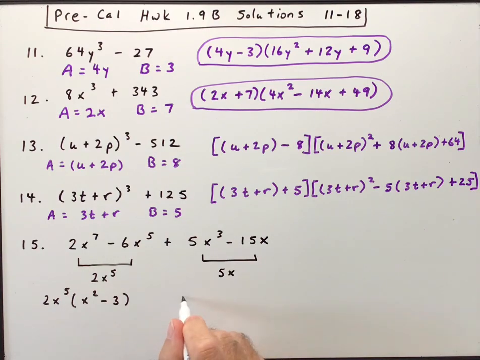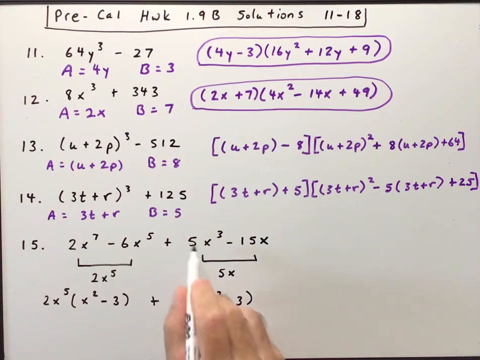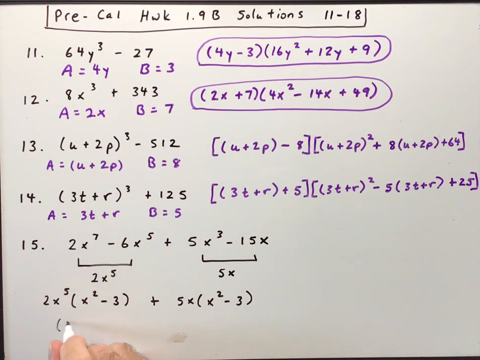And then hold off here. We've got a 5x, so that's going to be x squared. And then, once again, minus 3. And I would need a plus here to make that term plus right there. So we've got 2x to the fifth plus 5x times x squared minus 3.